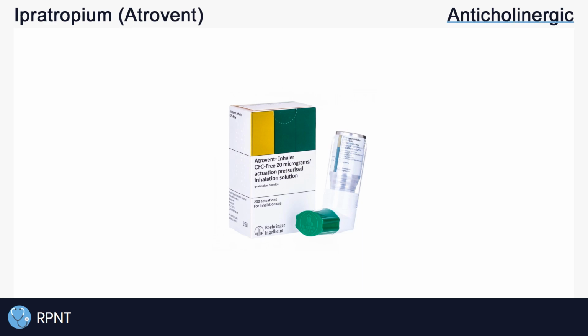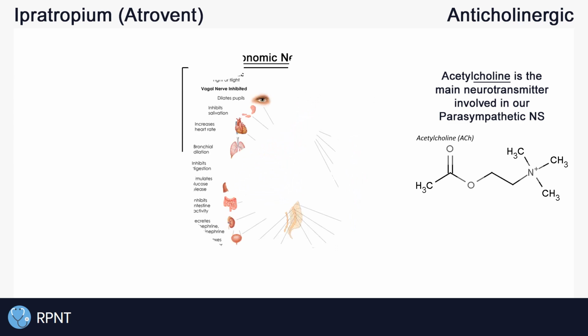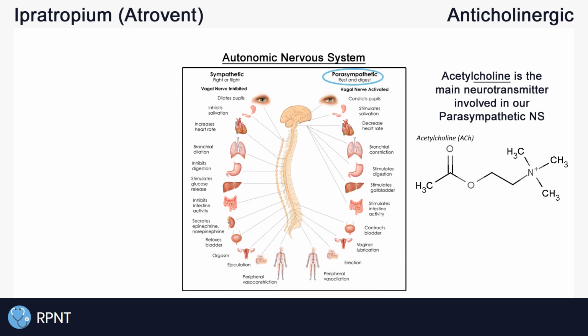Ipratropium belongs to the Anticholinergic drug classification, also known as cholinergic antagonists. Let's talk a little bit about anticholinergics and how they work. Acetylcholine is the main neurotransmitter involved in our parasympathetic nervous system, also known as the rest and digest nervous system. Acetylcholine is where the name anticholinergic comes from.